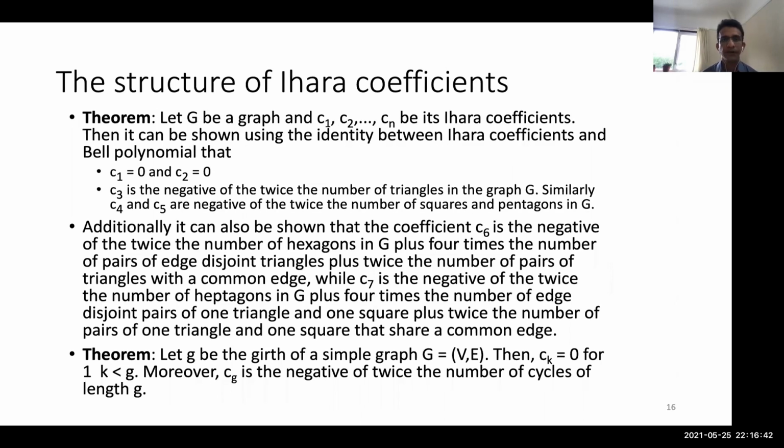Another advantage of using this identity is that it allows us to find the structure of each Ihara coefficient. So we have shown that C3 is the negative of twice the number of triangles in the graph. And similarly, C4 and C5 are related to the number of simple squares and pentagons in the graph. Similarly, the higher order coefficients give us some more information. So for example, C6 is related to the number of triangles and hexagons in the graph and so on.